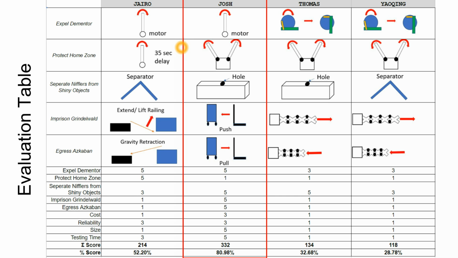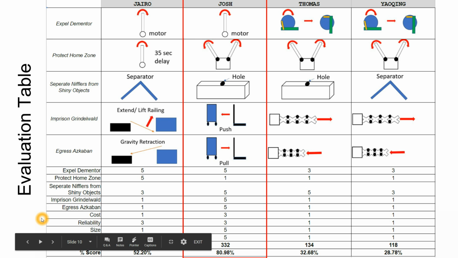The third stage of our evaluation process is the conceptual evaluation. This consists of our evaluation table. Based on each person's CADs that I showed in the last 4 slides, we created some criteria to judge the designs, as you can see over here on the left side. After judging all the designs, Josh's design came out to win by a lot. So our final design will be largely based off this design.